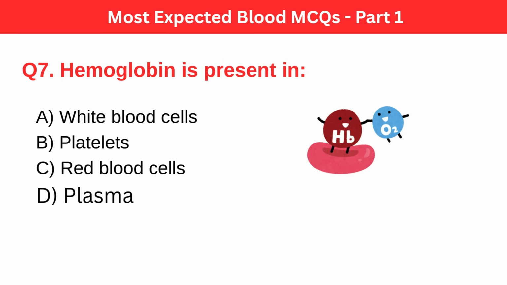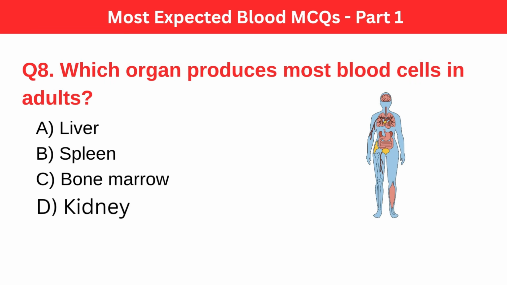Question number 7. Hemoglobin is present in. The right option is C. Red blood cells. Question number 8. Which organ produces most blood cells in adults? The right option is C. Bone marrow.